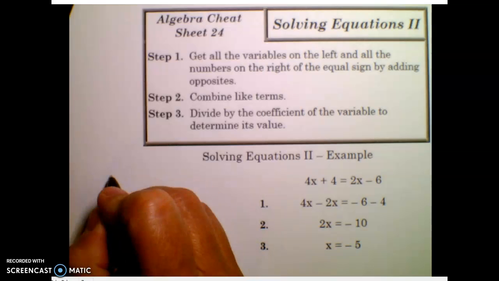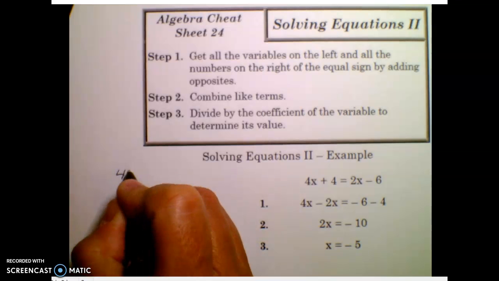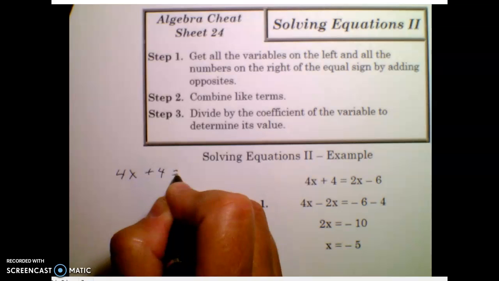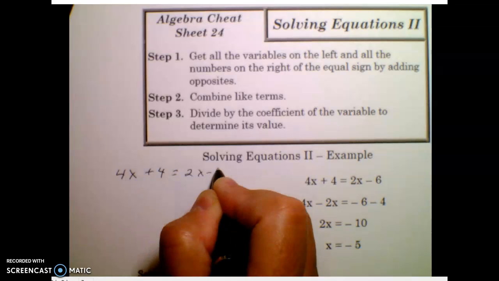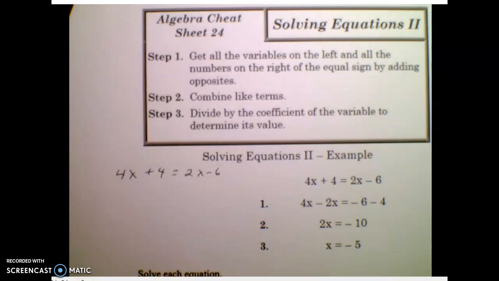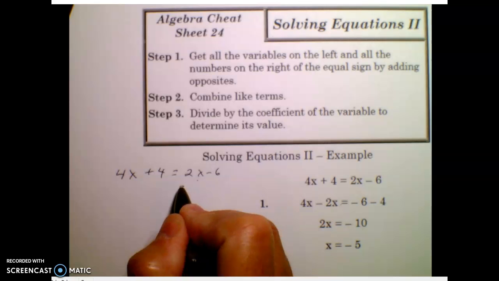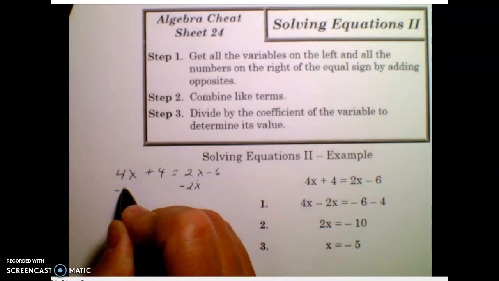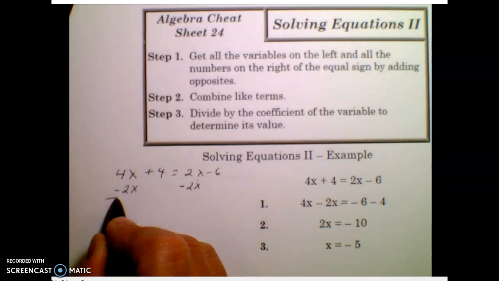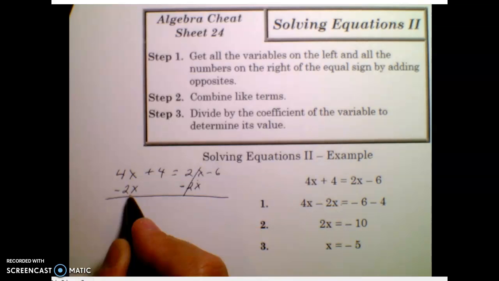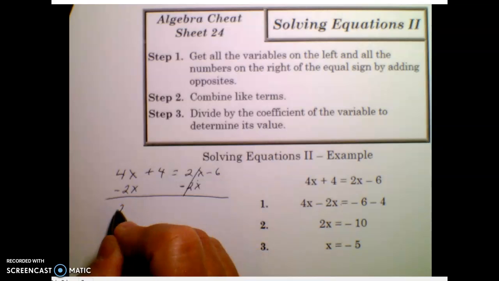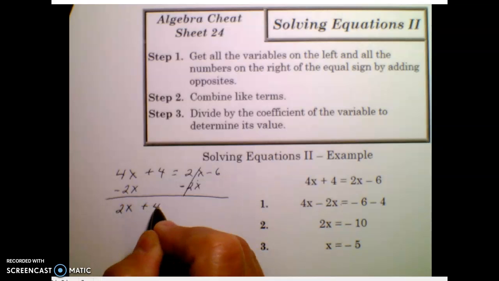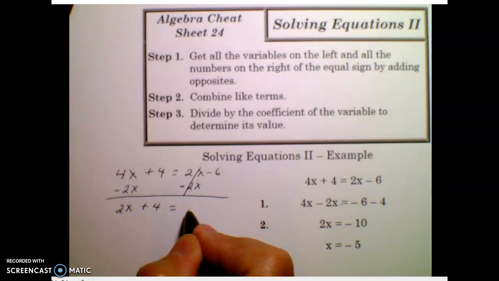So I'm going to start by writing the problem, and I have 4x plus 4 equals 2x minus 6. All right, step 1, I need to get all of the variables on one side and all of the numbers on the other. So I'm going to do mine in 2 steps. They did theirs in 1. I'm going to move the 2x to the other side, because I don't want any variables on the right-hand side. Over here I have 4x minus 2x, which is 2x. I still have my plus 4, and I bring down my minus 6.